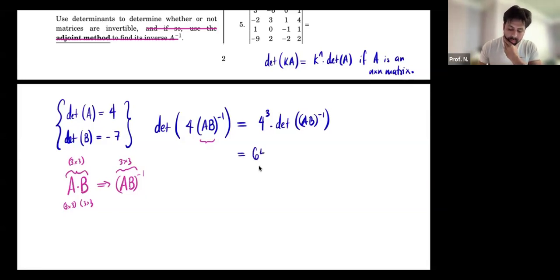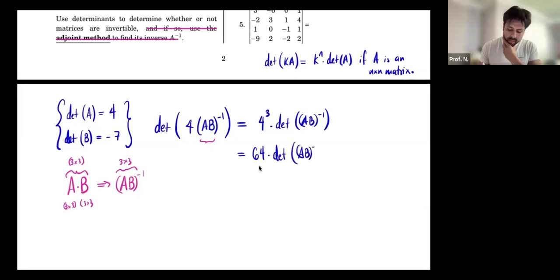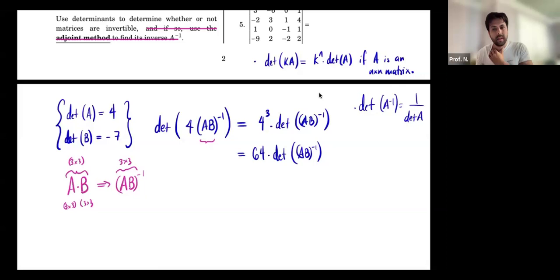Yes or no? Yes. Okay. So 64 is the answer, being that you're multiplying 64 by the determinant of AB inverse. But then what other properties do we know? We know that the determinant of A inverse is 1 over the determinant of the matrix A. So I can apply that property here. This is 64 multiplied by 1 over the determinant of AB.